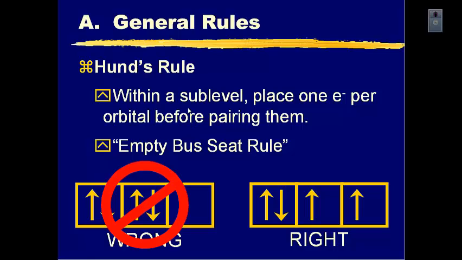So you can see in this example on the left, the first 2 orbitals each have 2 electrons and the third one is empty. The way to place 4 is to go 1, 2, 3, and then put 4 with the opposite spin. So make sure that each orbital has at least 1 electron before you put a second one in any of them.